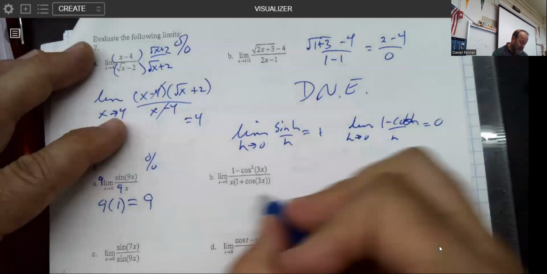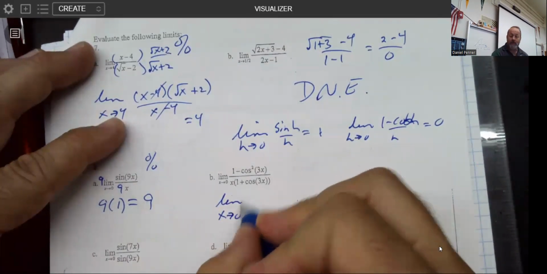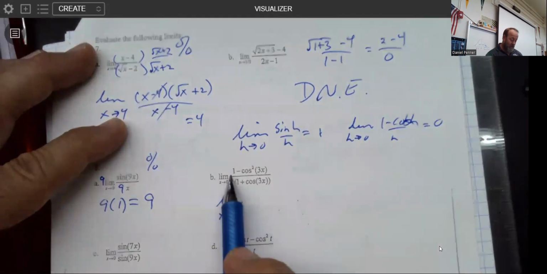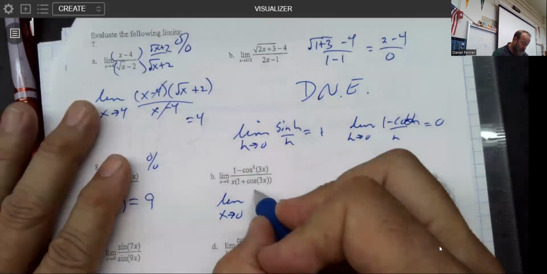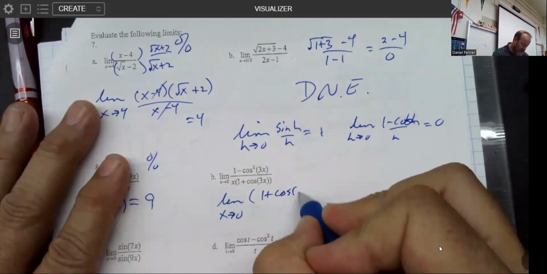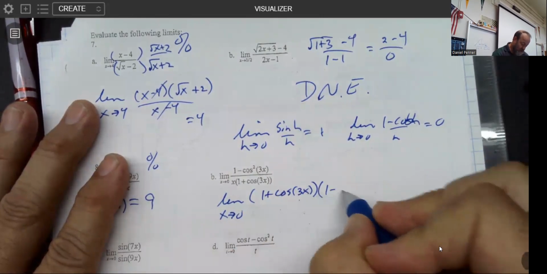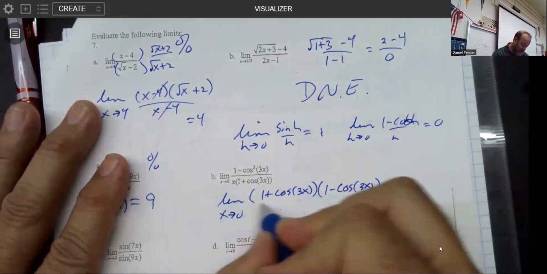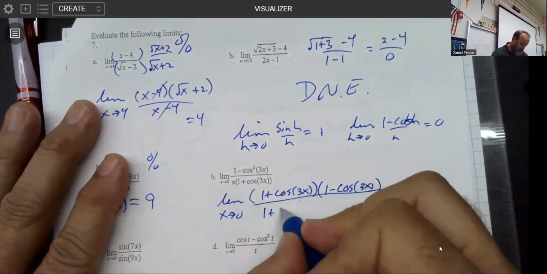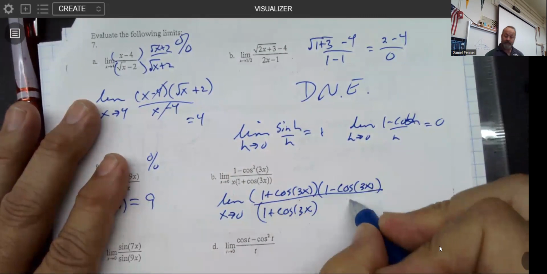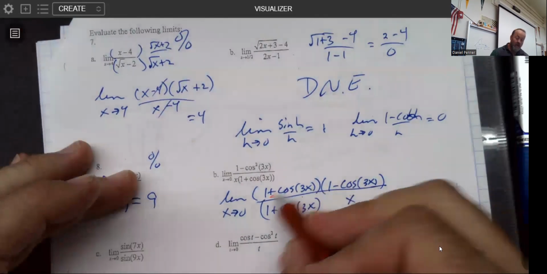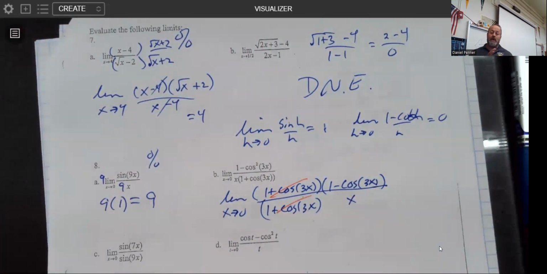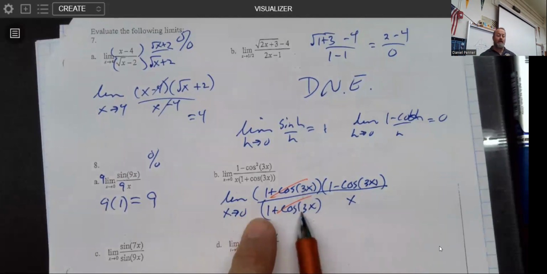The first thing that I noted about this problem is this is a difference of squares. It's like a perfect square 1, because it's 1 times 1, and a perfect square 2, cosine times cosine. So I'm going to do 1 plus the cosine of 3x times 1 minus the cosine of 3x, all over 1 plus the cosine of 3x times x. I've rigged this up so you can, I hope, see that those two pieces would cancel out very nicely. As you go to 0, this is going to be 2 divided by 2. That's still going to be awesome.